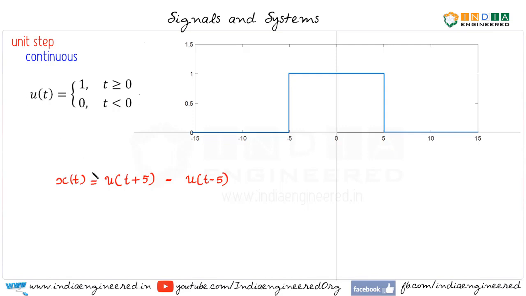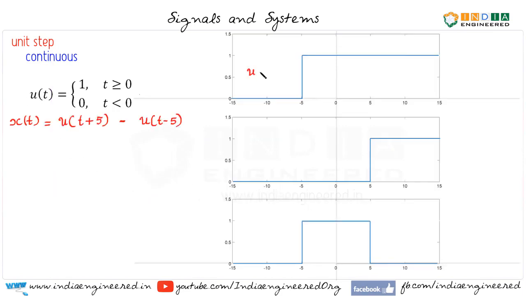Let's see them side by side so it will be more clear. So this is our u of t plus 5. This is u of t minus 5. And by subtracting u of t minus 5 from u of t plus 5, we will get this signal, that is x of t. Now let's consider another case. Let's say y of t is equal to u of t plus 5 into u of t minus 5.